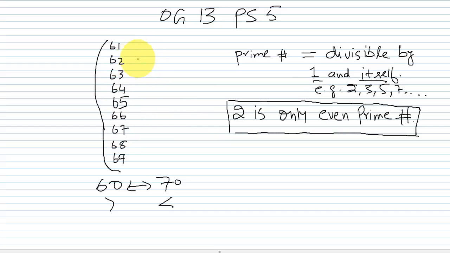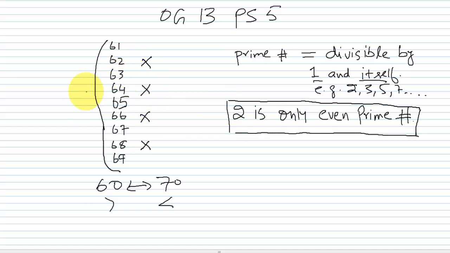We know that 2 will divide 62 because it's an even number. So this is out of the list of prime numbers. So is 64, so is 66, so is 68. All these are divisible by number 2 because they're even.